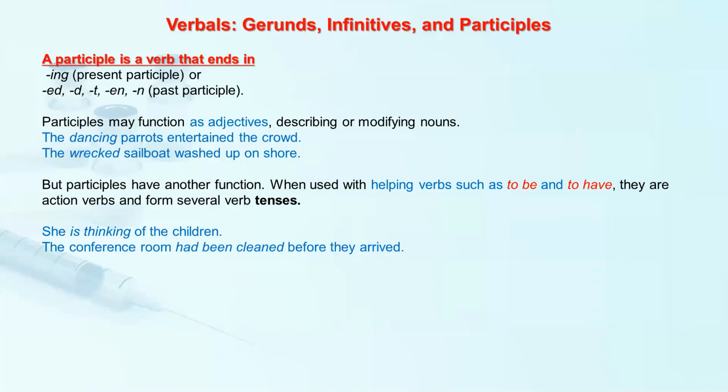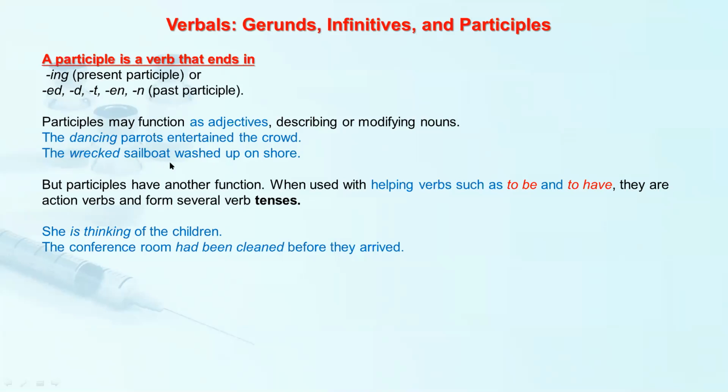A participle is a verb that ends in ing, this is the present participle, or ed, d, t, en for the past participle, like the third form of a verb. Participles may function as adjectives describing or modifying nouns. The dancing parrots entertained the crowd. Dancing is a description modifying the parrots. Which parrots? The dancing ones.